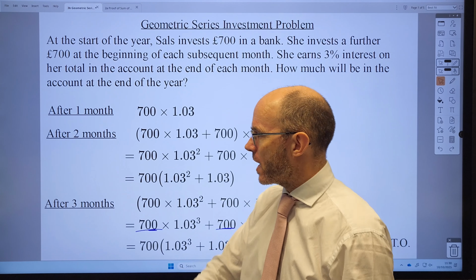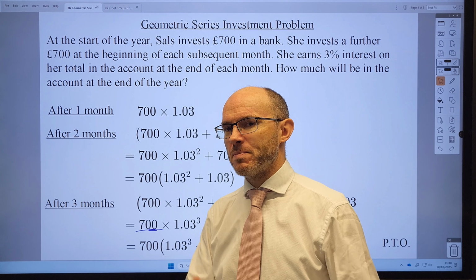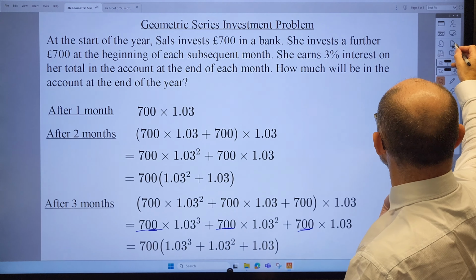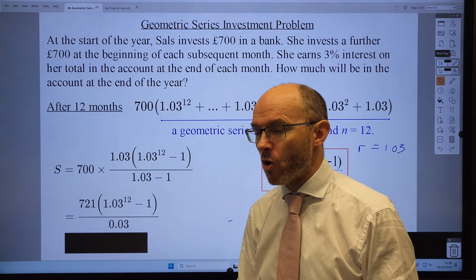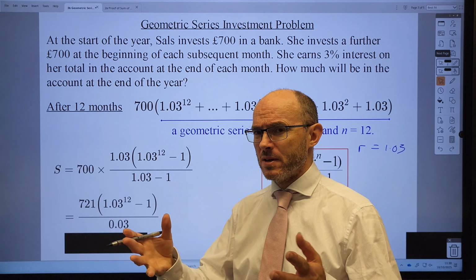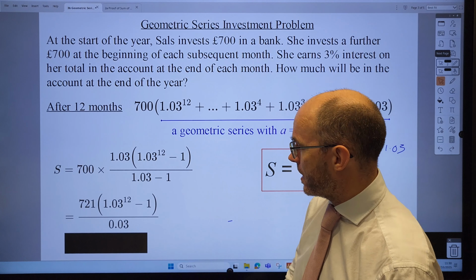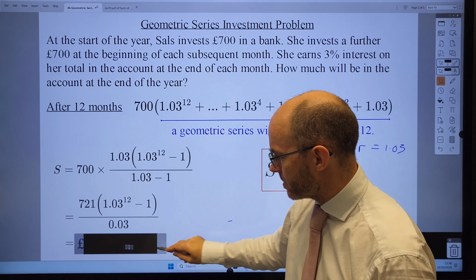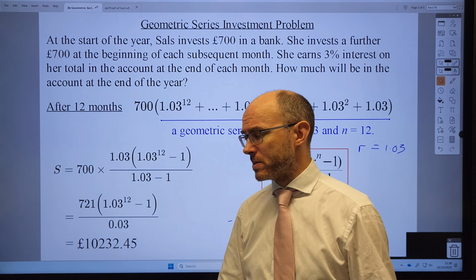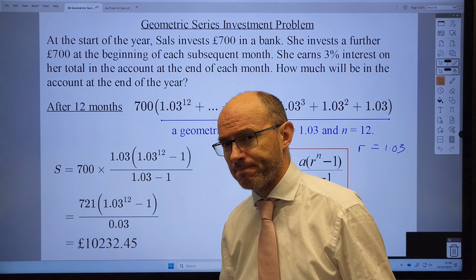But as I said before, if you work out what that is and what that is, you're not going to see the pattern, okay? It's crucial that you see the pattern of the 1.03s and the increasing powers. Otherwise, you're not going to get what the common ratio actually is, 1.03. And then when you work out what that is, because it's money, that's 2 decimal places, £10,232.45. And that's your answer.